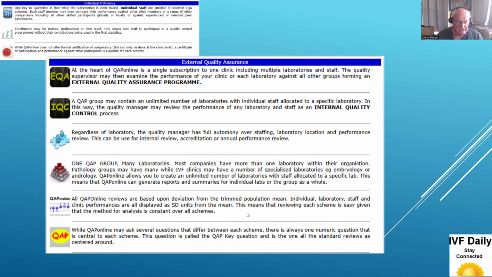While QAP may ask several questions that differ between each scheme, there is always one numeric question that is central to each scheme. This is called the QAP key question, and it's always numeric, and that is the one we're using for all our things. So it's either what is the percent normal forms, what is percent fragmentation, or it could be a computed form: what is the embryo score or the blastocyst score based on this? I'll show you those scores in a minute.